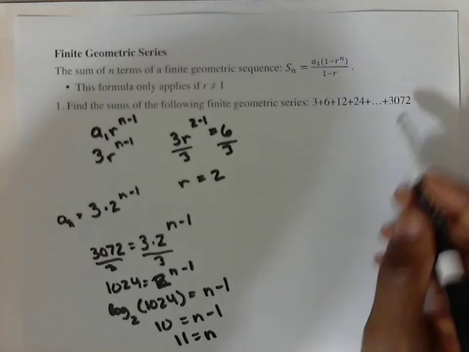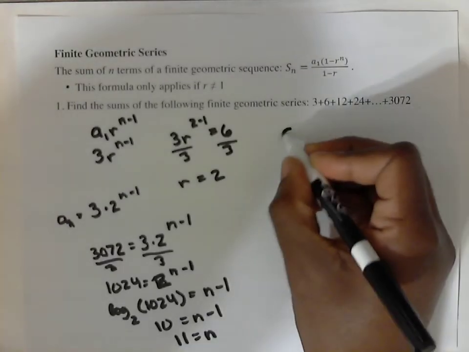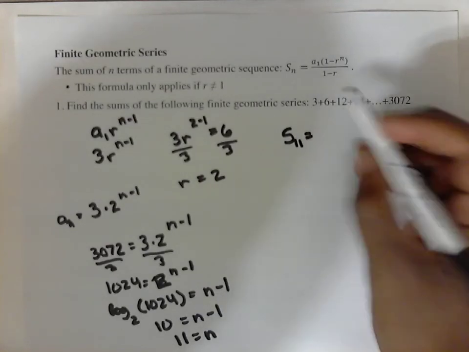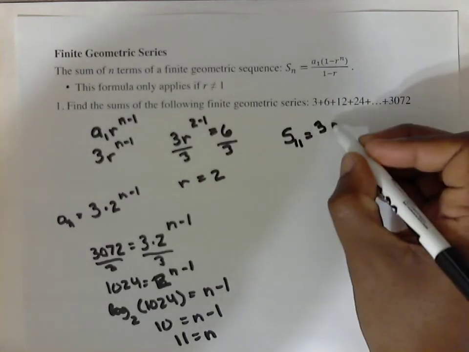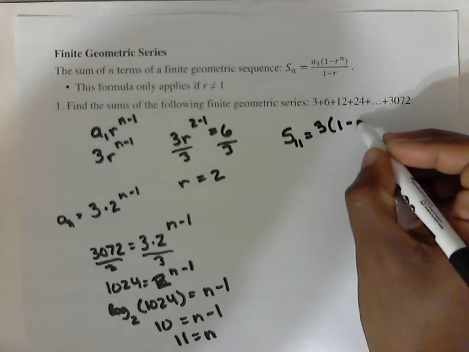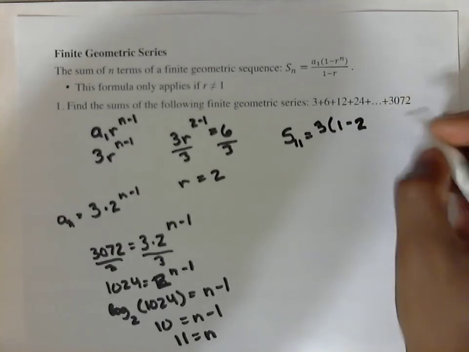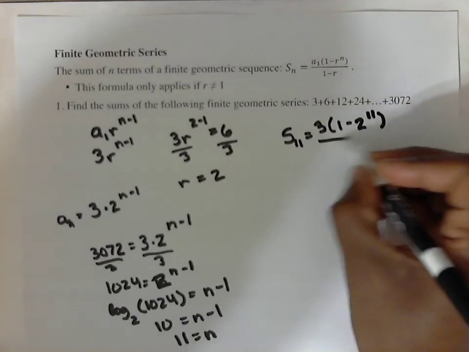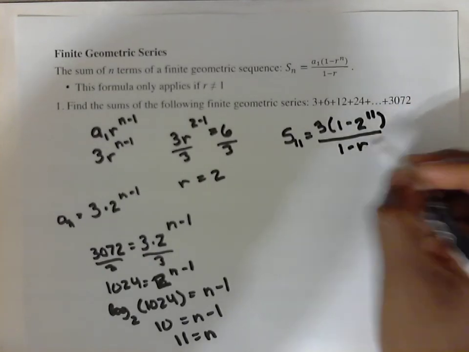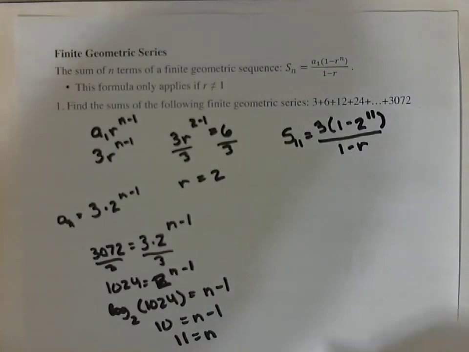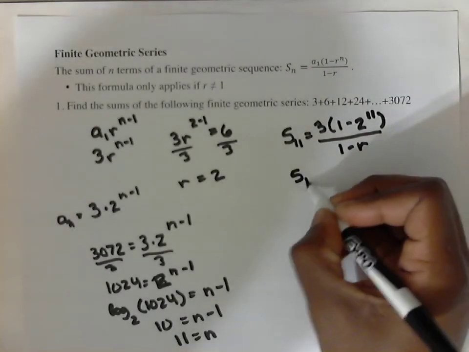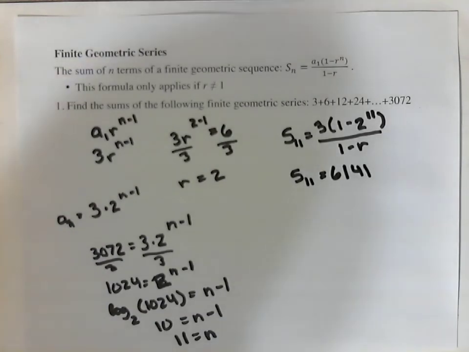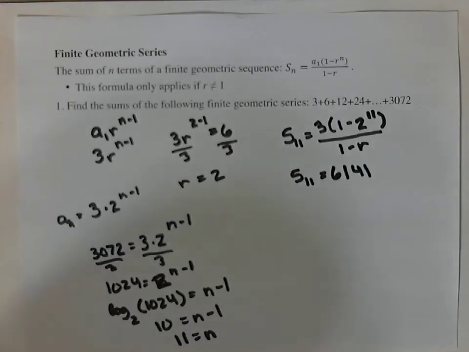We know that our maximum value goes up to 11, so S sub 11, so the sum equals a sub 1, so 3, multiplied by 1 minus r, which is 2, to the power of our n, which is 11, and then that's divided by 1 minus r. When we calculate that out, the sum ends up equaling 6,141. We can check that in our calculator also.